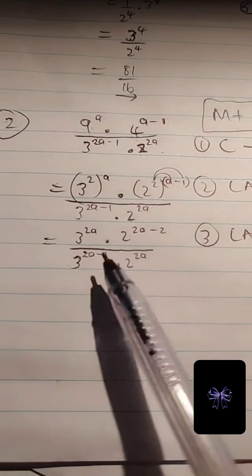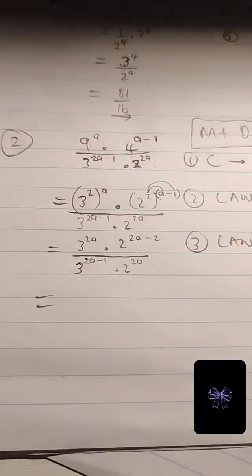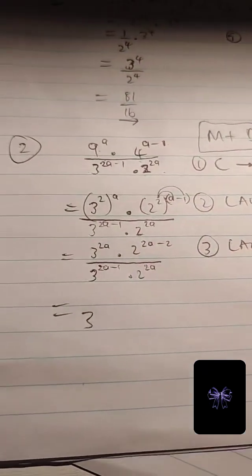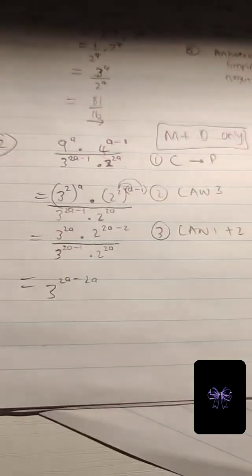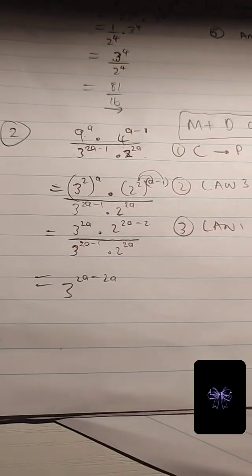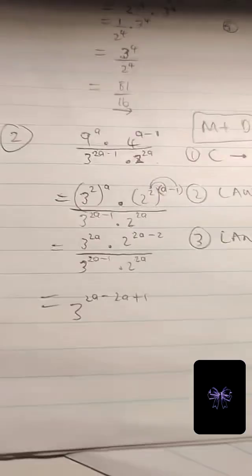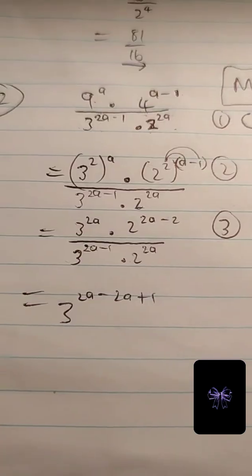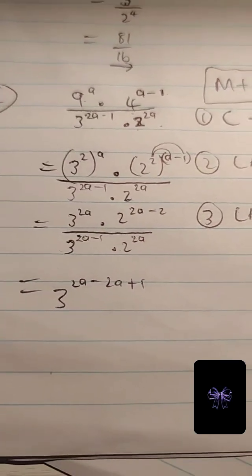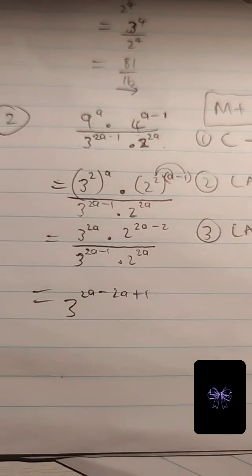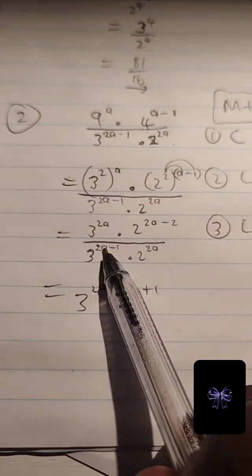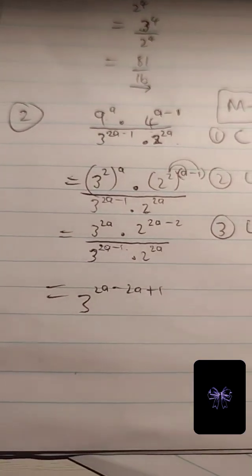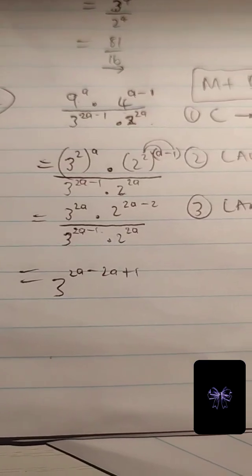So for bases that are the same, we can just say 3 to the exponent of 2a minus 2a, and I'm not sure about this one. Is it going to be positive 1? Amen, my guy. Round of applause for you. Yeah. So both exponential terms, their signs both change, not just one.